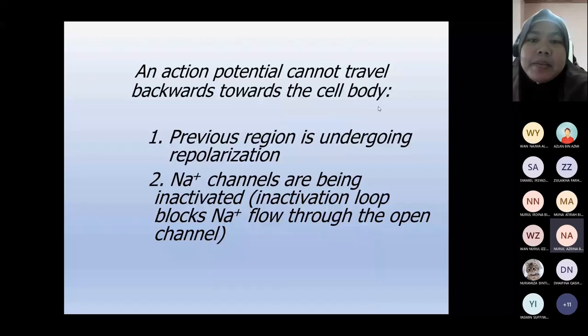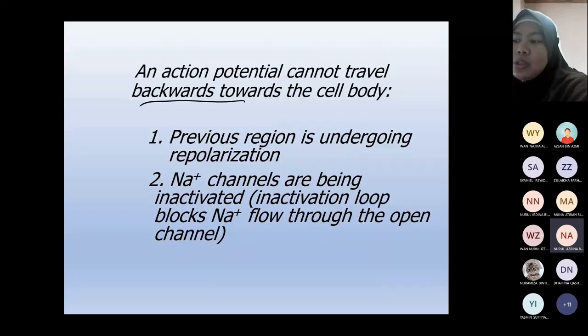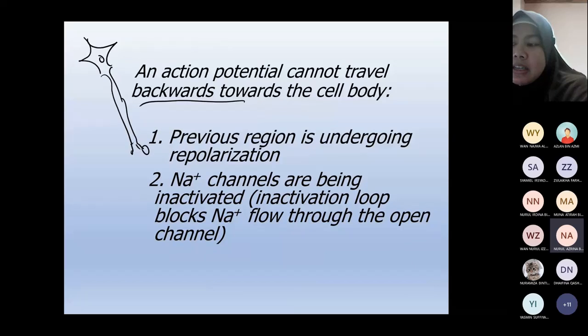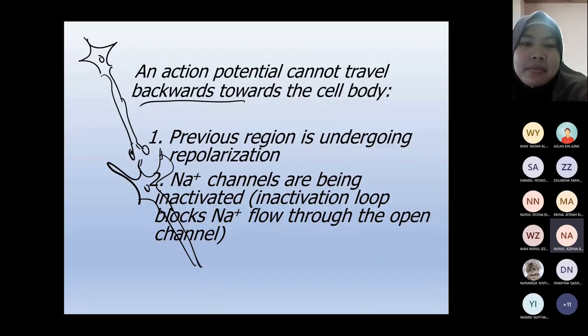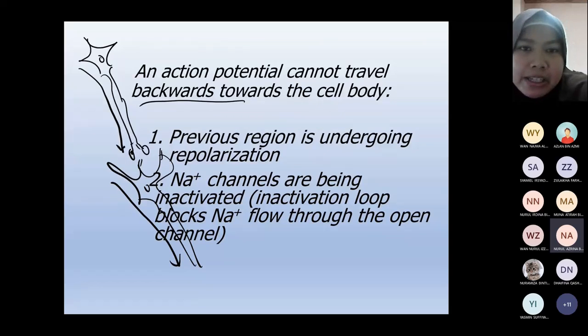Okay, next. Action potential cannot travel backward towards the cell body. As you can see, impulse is transmitted from the dendrite and cell body towards the axon and going to the axon terminal. And from there, it will synapse to another neuron. So impulse will be transmitted in one direction, and action potential cannot travel backward. Why? Because you can see from the animation, the previous region is undergoing repolarization.